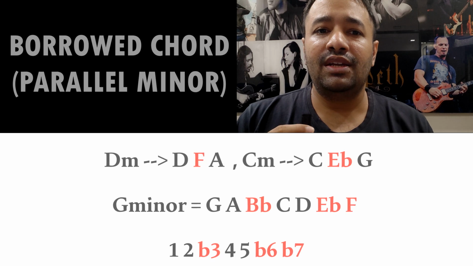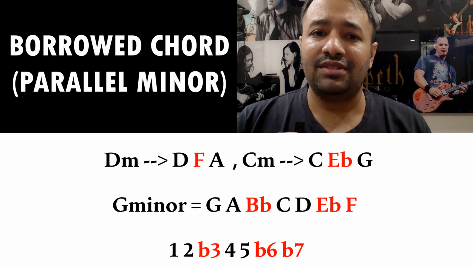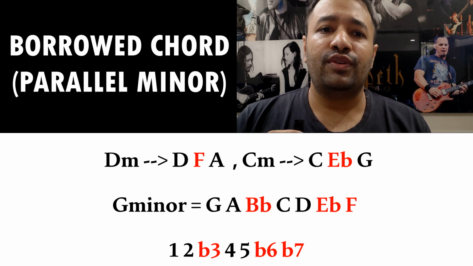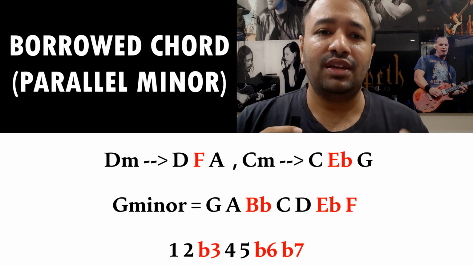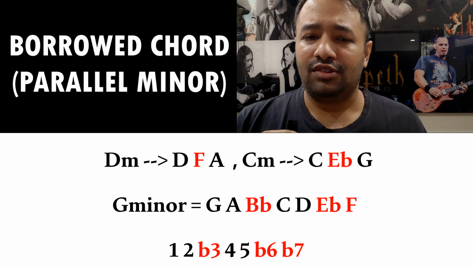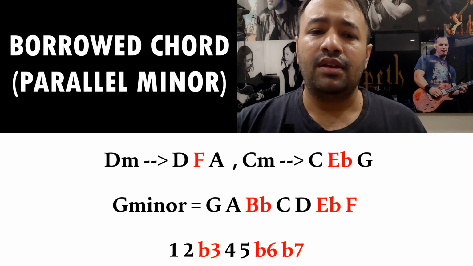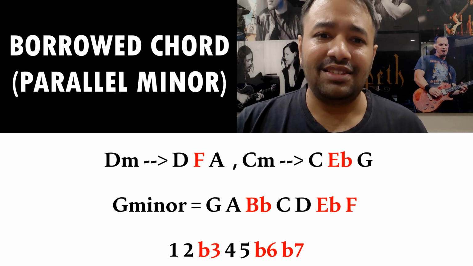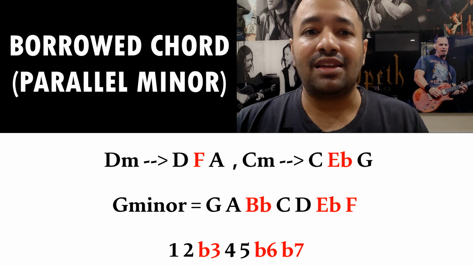In D minor, we have the D, F, A, and in C minor, we have the C, E flat and the G. So we have two outside notes here. In the D minor, we have the F note, and in the C minor, we have the E flat note. And in context of the G, the F is a flat 7, E flat becomes the flat 6. So the flat 6 and the flat 7 can both be found in the G minor scale.